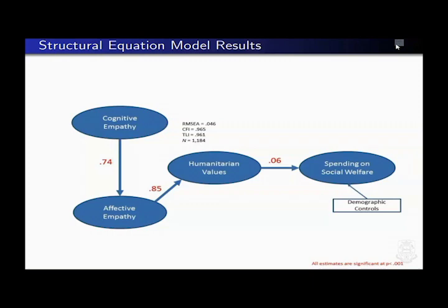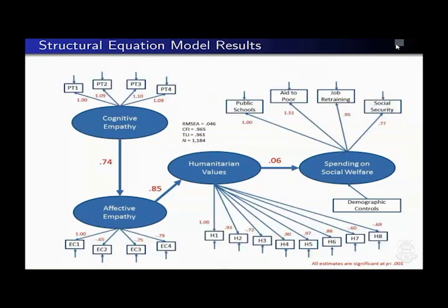So we could fit the model and get some fit statistics. This particular model fit quite well, and again, that's the kind of thing that we look at. There are a number of different fit statistics that are common in the literature that we would discuss. And then, because each of these things is a latent construct, we have a number of indicators in the survey that are used to indicate these particular constructs. So we can say that empathy is predicting your humanitarian values, which is then predicting your support for spending on social welfare programs, controlling for a number of demographic things.